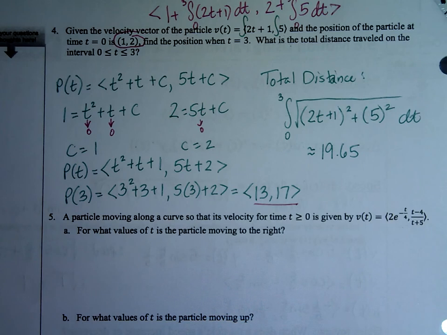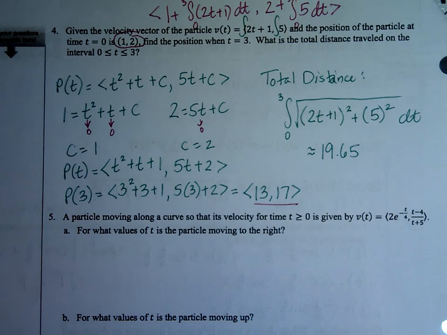All right, number 5, last example. A particle moving along a curve so that its velocity for time t greater than or equal to 0 is given by this vector. For what values of t is the particle moving right? And for what values of t is the particle moving up?